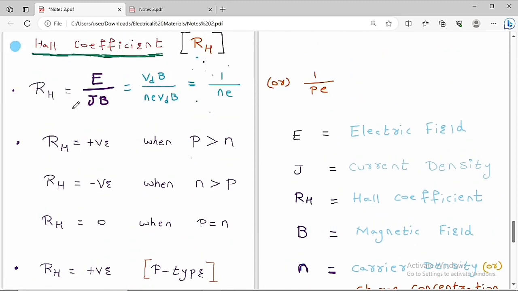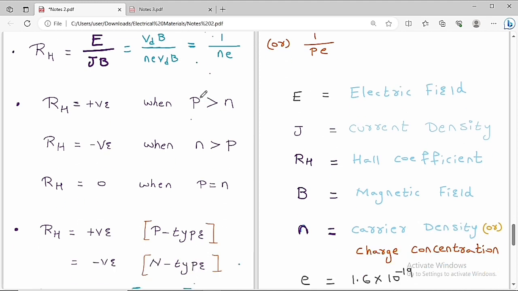What is RH? The Hall coefficient. And what is E? E is the electric field. J is the current density. What is B? The magnetic field. What is N? N is the carrier density or the charge concentration, which is the number of charged particles present in a unit volume. And its unit is 1 by meter cube.